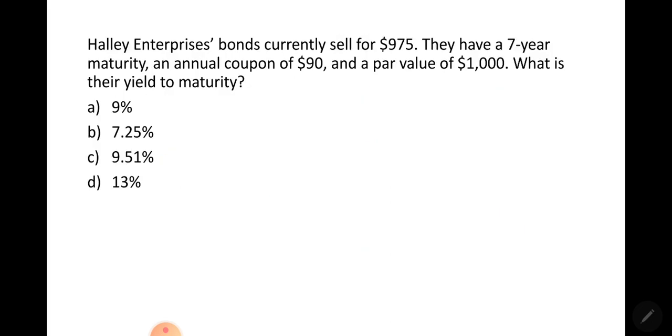So moving ahead to the next question. Halle Enterprises bonds currently sell for 975. They have a 7-year maturity, an annual coupon of 90 and a par value of 1000. What is their yield to maturity? So you're supposed to calculate the YTM over here. Bond valuation formula will be used for this.